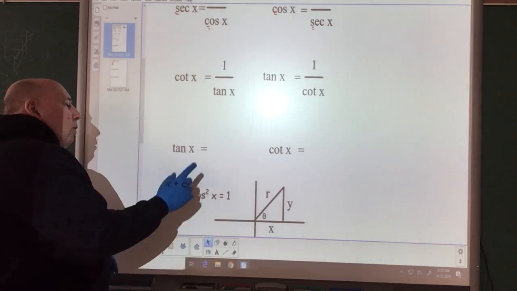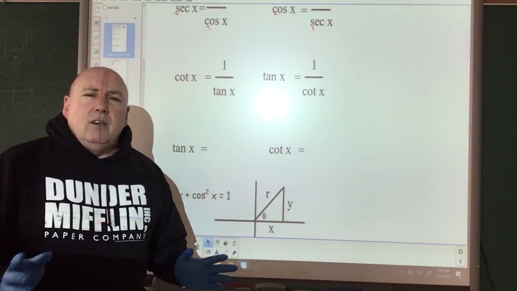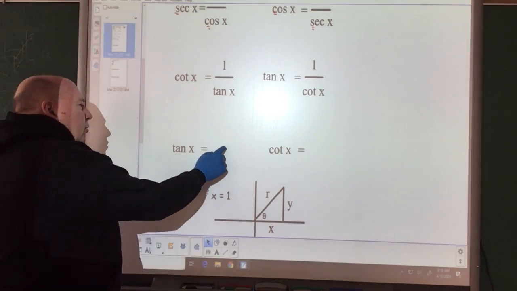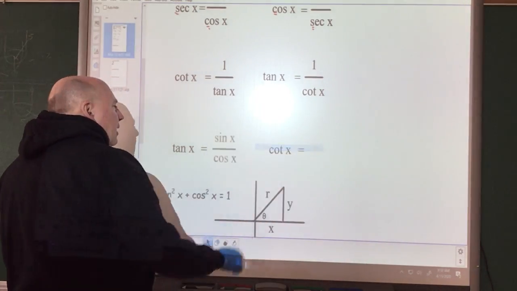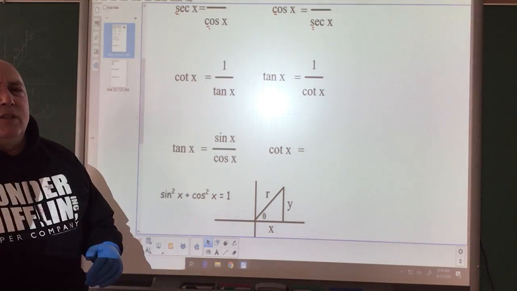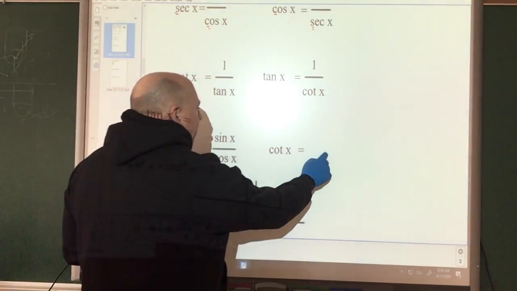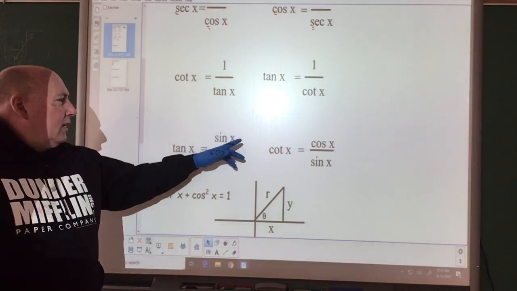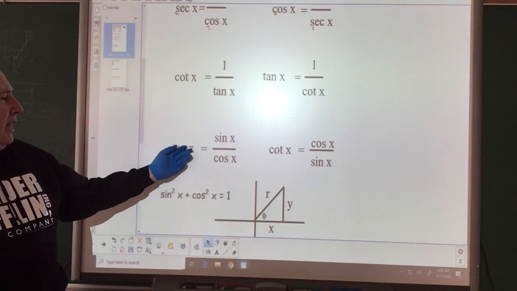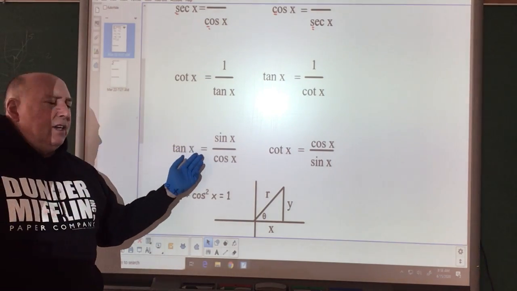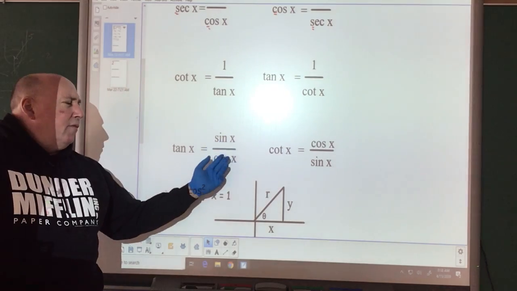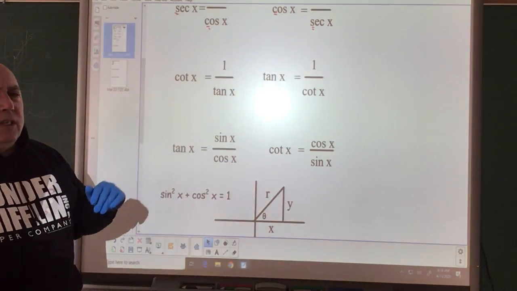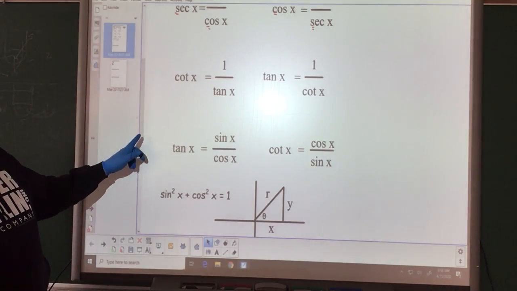The tangent, what we learned when we were graphing our secants, cosecants, tangents, and cotangents, we also learned two different ideas. The tangent can be written as sine of x over cosine of x, and the cotangent can be written as cosine over sine. So once again, reciprocal ideas. If I had a tangent of 50 degrees, that would equal the sine of 50 over the cosine of 50. Once again, it's just a different way of rewriting it.